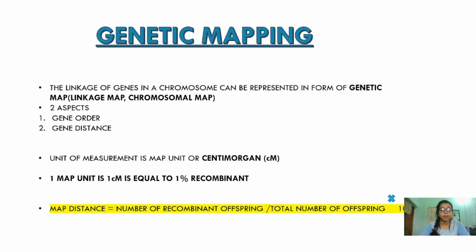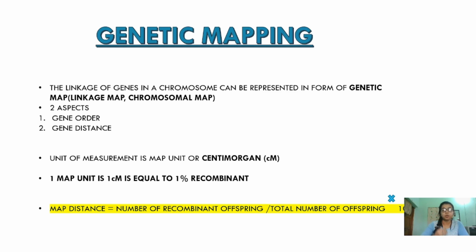Before that, let's understand the definition of gene mapping. The linkage of the genes in a chromosome can be represented in the form of a genetic map called the linkage map or chromosomal map. This definition I have already discussed. Next, why are we doing gene mapping? There must be a certain purpose or certain function of gene mapping. Gene mapping is done only to find two things: gene order and genetic distance, or gene distance. What gene order and gene distance are, we will discuss in the later part.